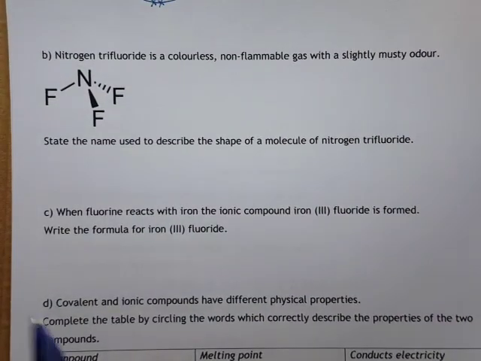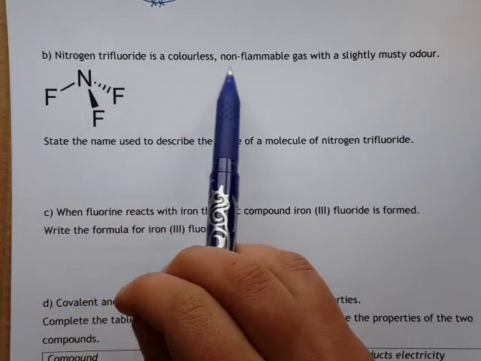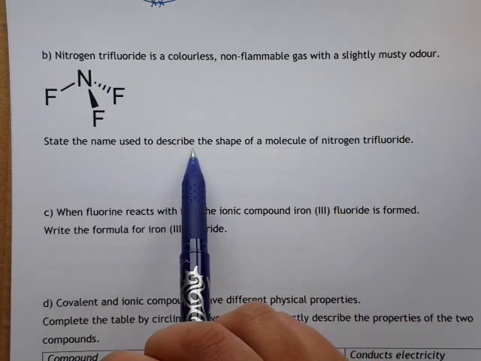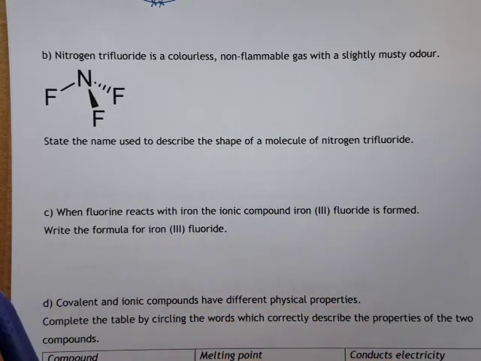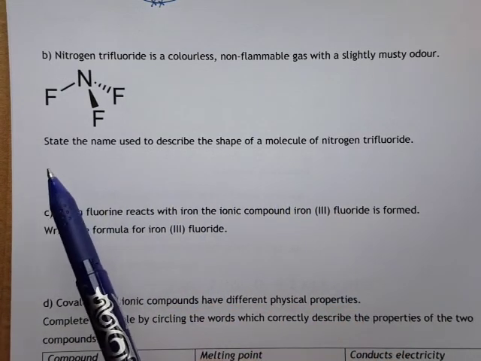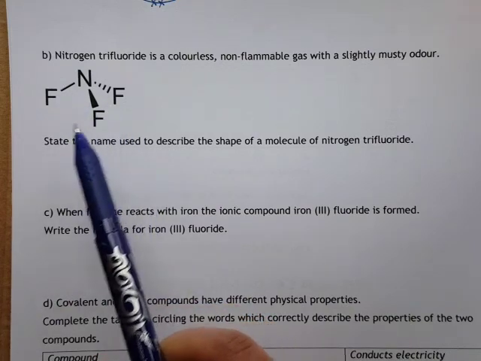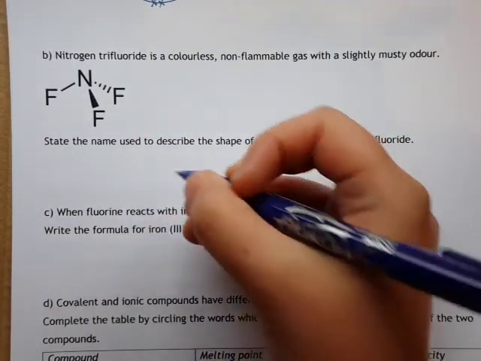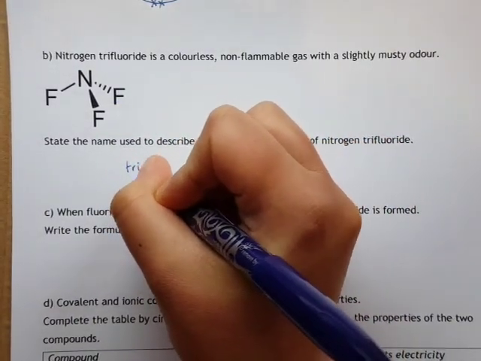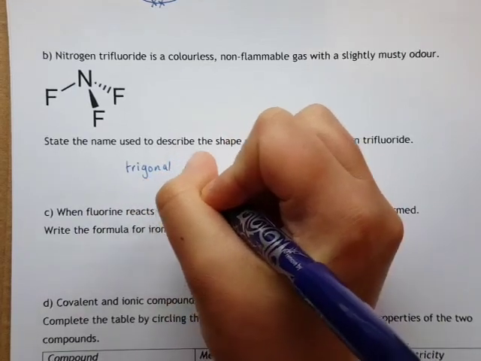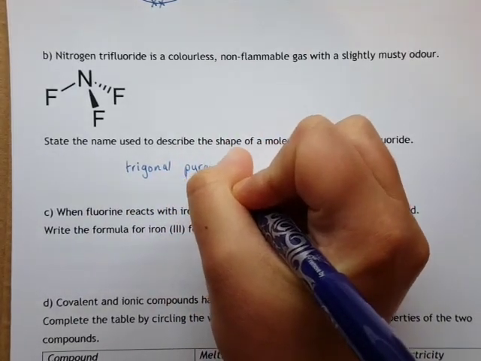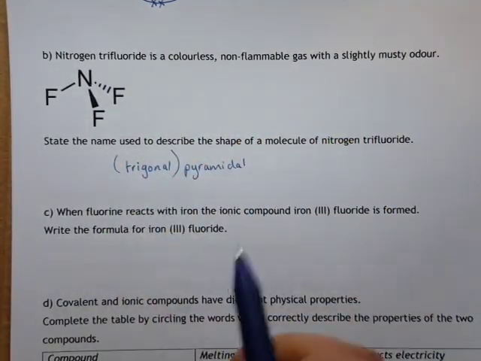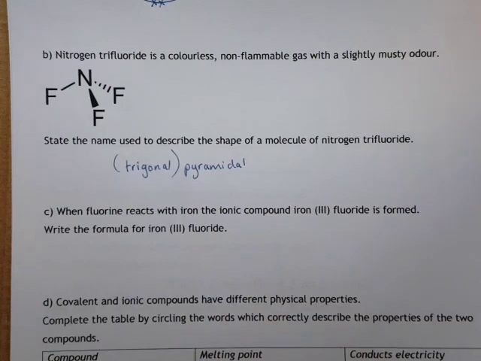Okay. Part B. Nitrogen trifluoride is a colourless, non-flammable gas with a slightly musty odour. State the name used to describe the shape of a molecule of nitrogen trifluoride. So again, I'm afraid if you didn't get this, it's mainly probably due to lack of revision, or maybe you just got a little bit mixed up. So you should recognise this shape here as a trigonal pyramidal shape. I gave you the mark if you just put pyramidal as well, but the correct name is trigonal pyramidal.